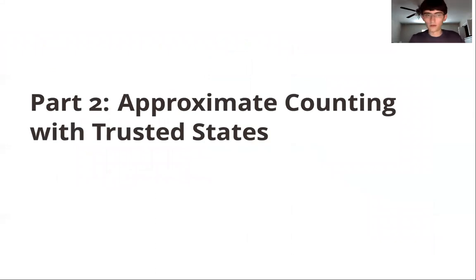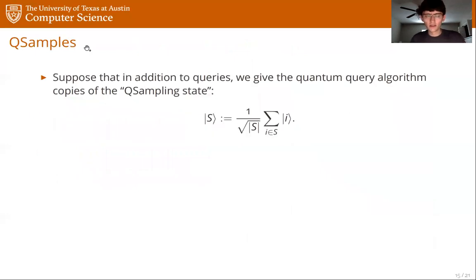So now I'm going to talk about a completely different setting where we look at approximate counting with access to certain trusted states. And the trusted states we're going to consider are quantum samples, or QSamples. And they're so called because it's the quantum analog of sampling. So we have the state ket S, and it's just the uniform superposition over things in S. So does this help you solve approximate counting? That's what we want to know.